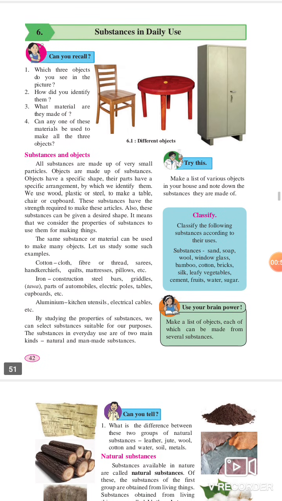For example, from cotton we can make cloth, fiber or thread, sarees, and handkerchiefs. We can make bars, griddles, tables, automobile parts, carts, cupboards, etc. by using iron. So substances are of two types according to their uses.